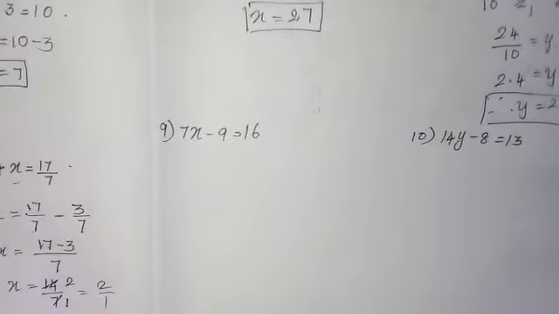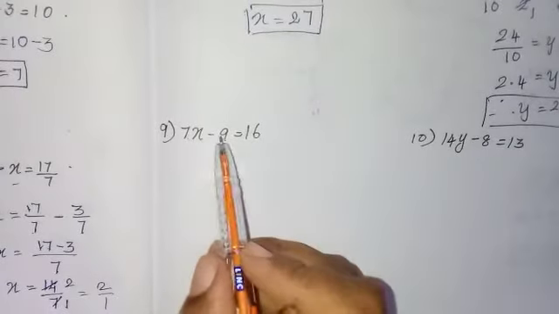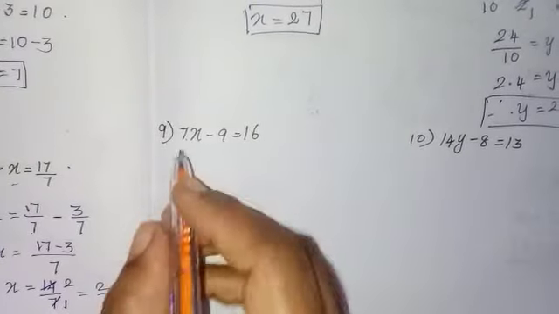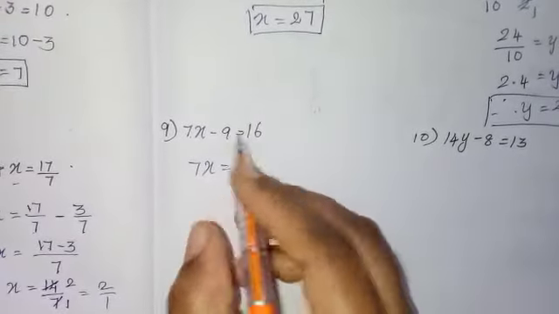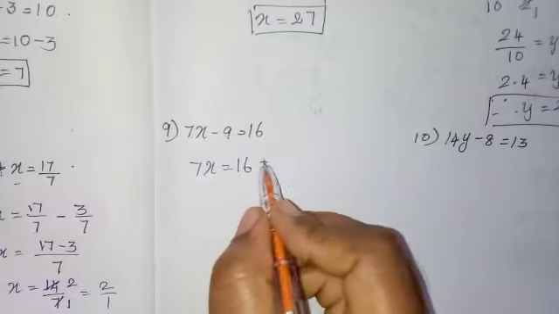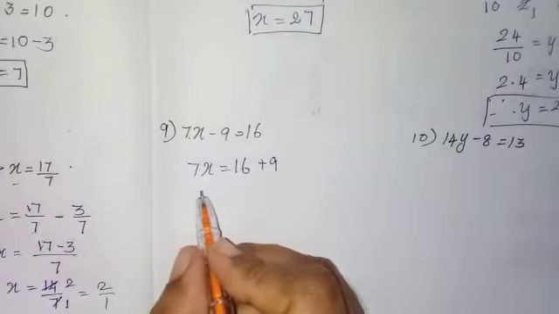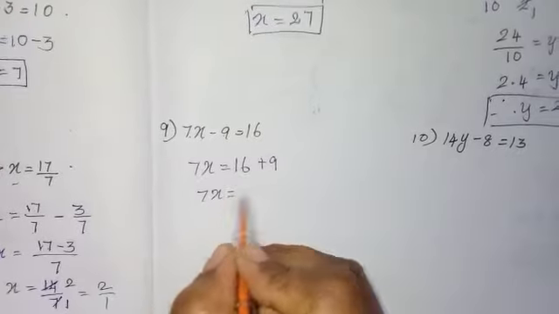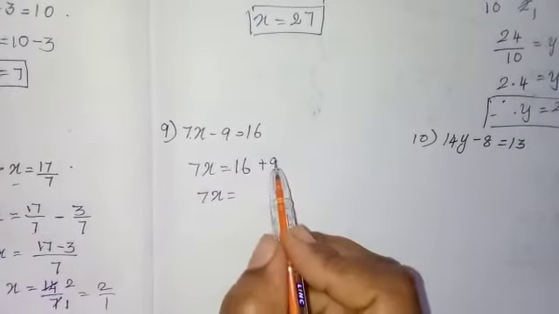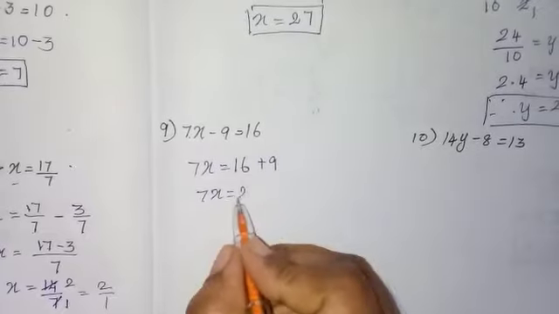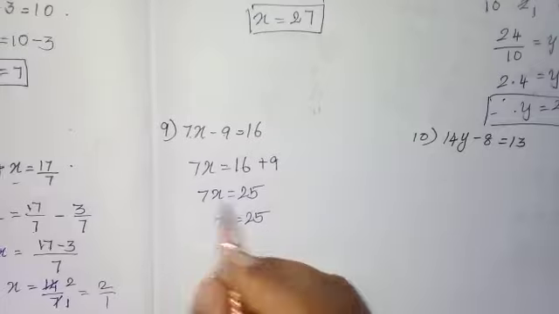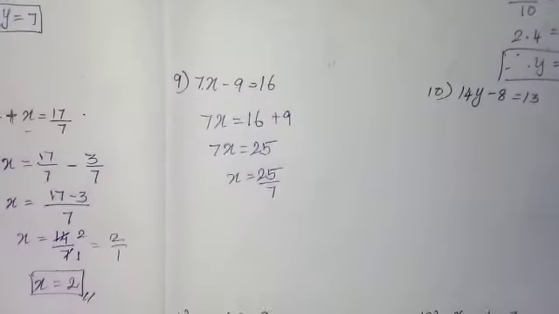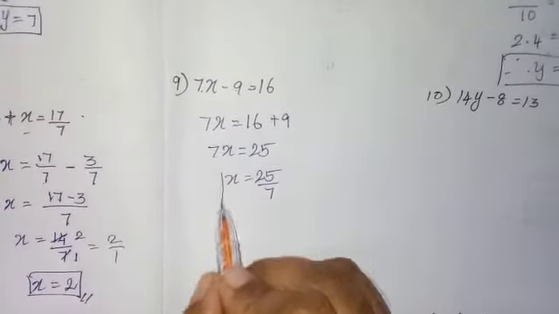So next we are going to the ninth sum. 7x minus 9 equals 16. As it is, we want the x variable only first. So 16 minus 9 will come to the right side, plus 9. So for 7x, you have to add 9: 10, 20, 25. So x equals 25. Here it is multiplication, so it is divided. We can't change it, so keep it as it is.